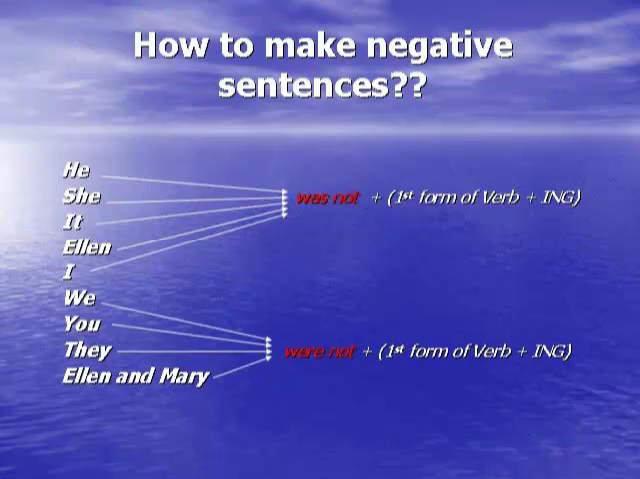How to make negative sentence? It is very simple to make negative sentence. Just put not after the helping verb was or were. Then the sentence will become he was not going. She was not going. It wasn't going. Alan wasn't going. I wasn't going. We were not going. You were not going. They weren't going. Alan and Mary were not going. So in this way, simply by putting not after the helping verb was and were, we can make negative sentence.